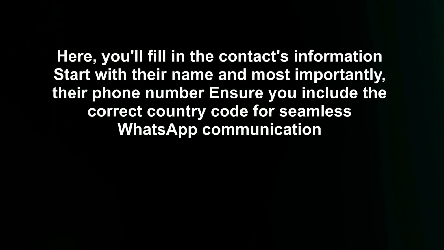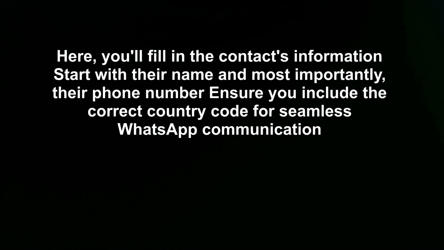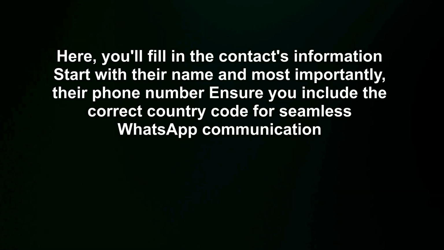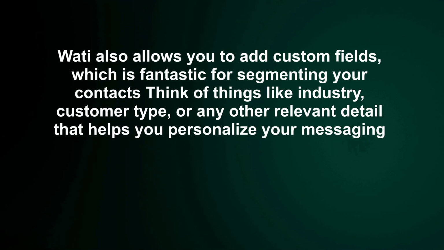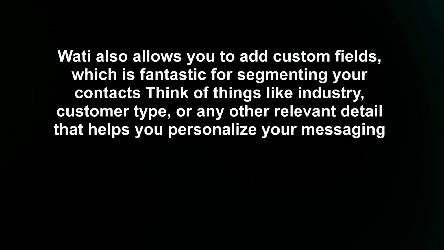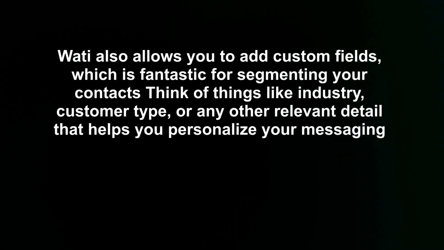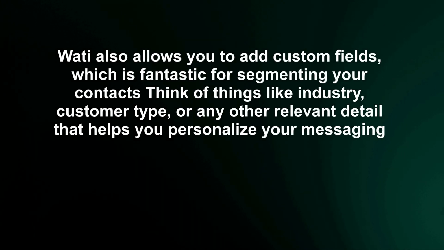Here, you'll fill in the contact's information. Start with their name and, most importantly, their phone number. Ensure you include the correct country code for seamless WhatsApp communication. Wati also allows you to add custom fields, which is fantastic for segmenting your contacts. Think of things like industry, customer type, or any other relevant detail that helps you personalize your messaging.